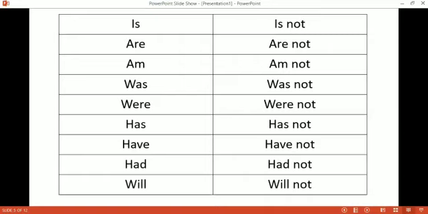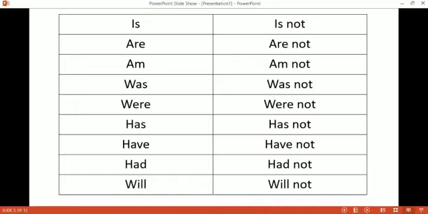It is very simple. You just have to keep in your mind that after a helping verb, you have to put not or no. Okay, first one: is not. Are not. Am not. Was not. Were not. Has not. Have not. Had not. Will not.